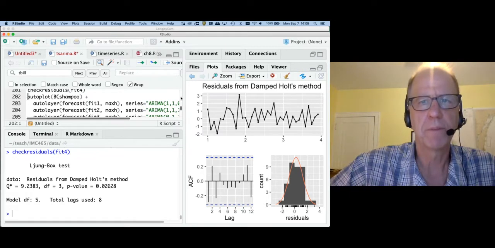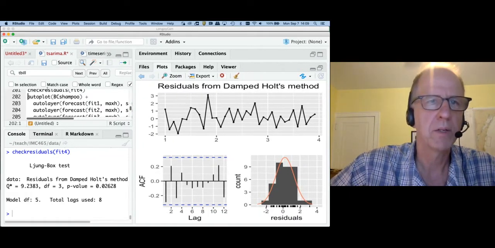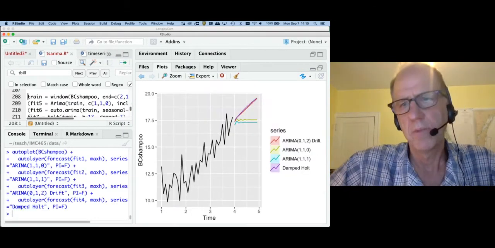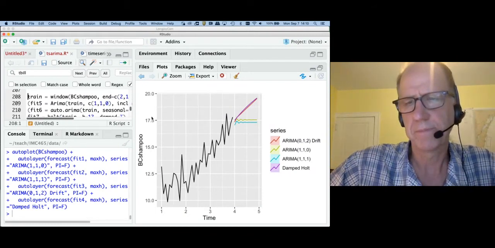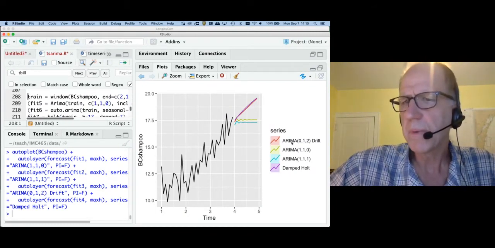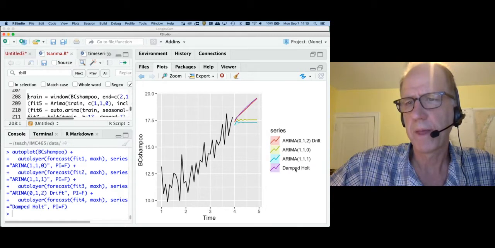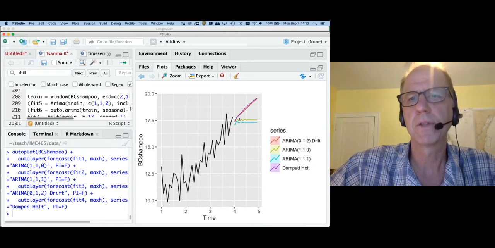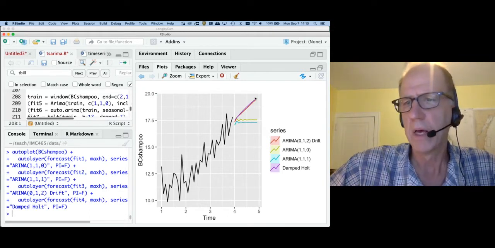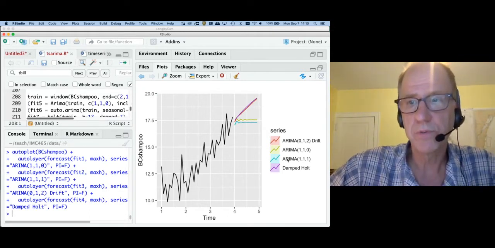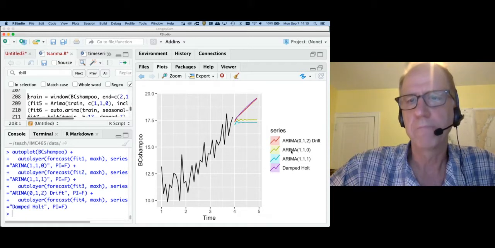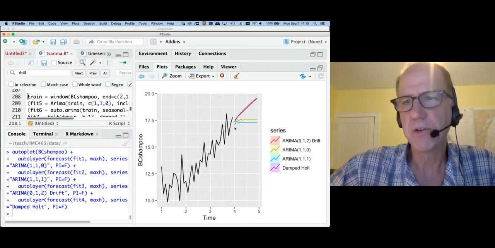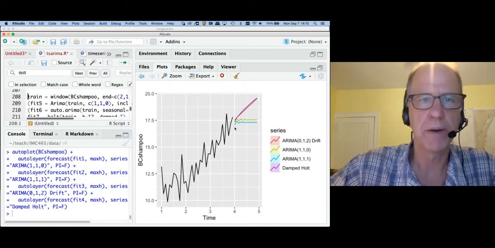Now I'm going to make myself a plot that compares all of these fits. What we see is really interesting because the ARIMA model with the drift term and the Holt method do very well. In fact, the fits are almost on top of each other. The ARIMA models without the drift term don't do very well. So it's very important to have that drift term in your model.